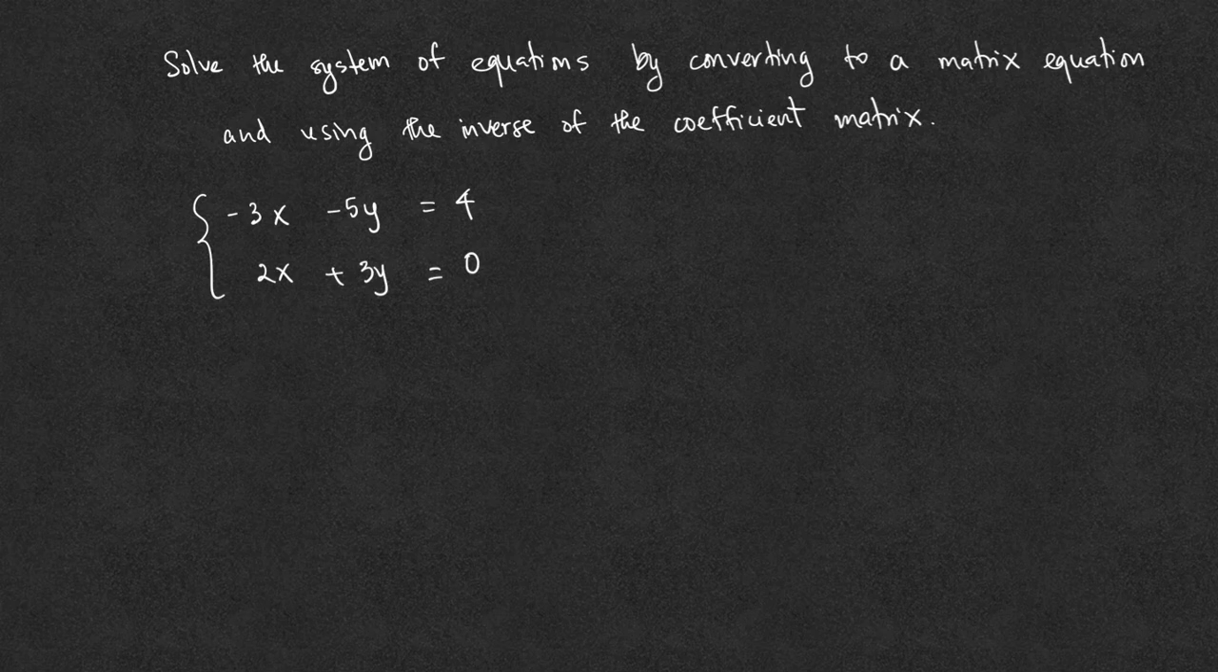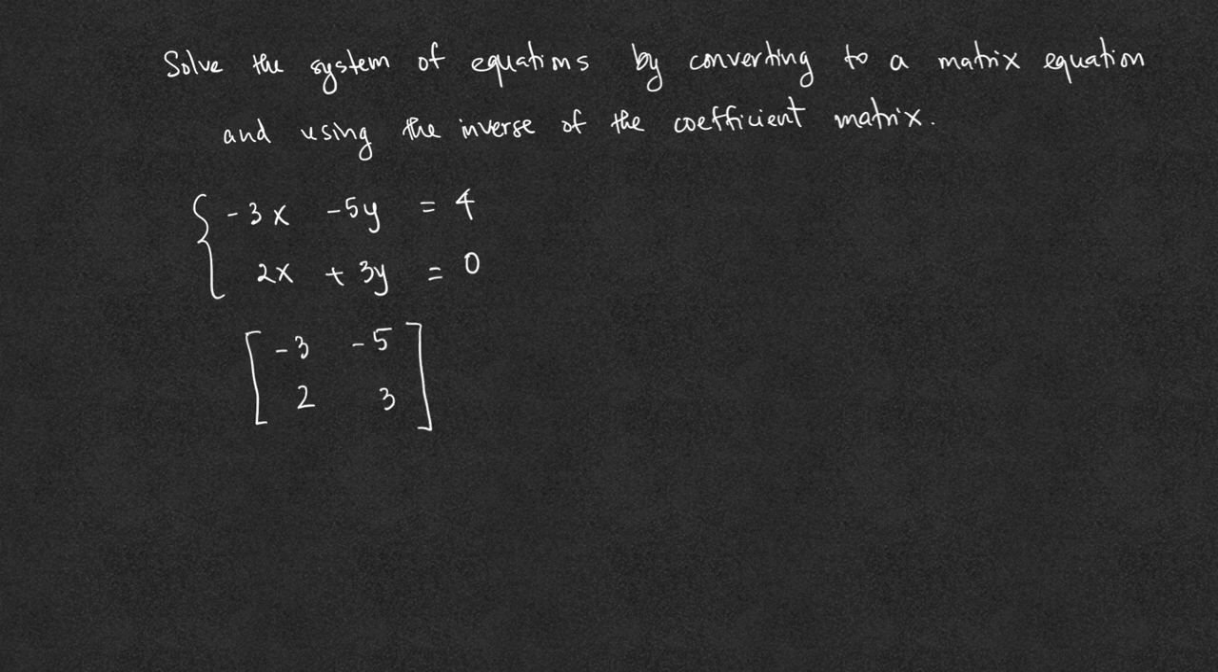Solve the system of equations by converting to a matrix equation and using the inverse of the coefficient matrix. This system of equations can be rewritten as a matrix equation using the coefficient matrix, the coefficients in front of the variables only: -3, -5, 2, 3.